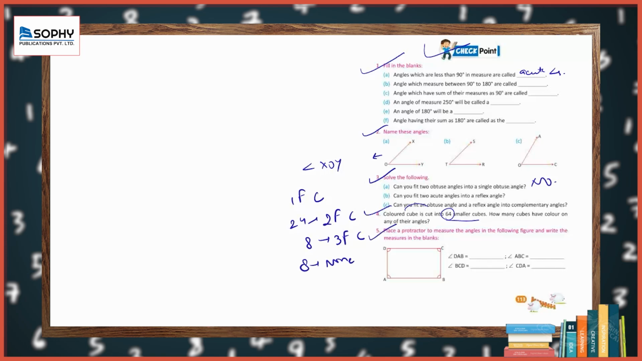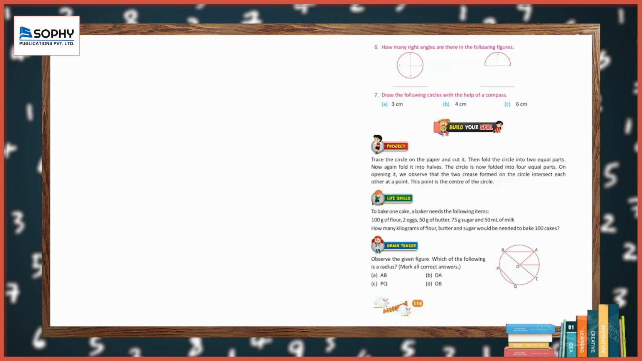Now in the fifth one, we have to place a protractor and measure the angle in the following and write the measures. Angle DAB is, very good, students, 90 degrees. Next is, how many right angles are there in the given figure? How many are there? Very good, students, that is 4.